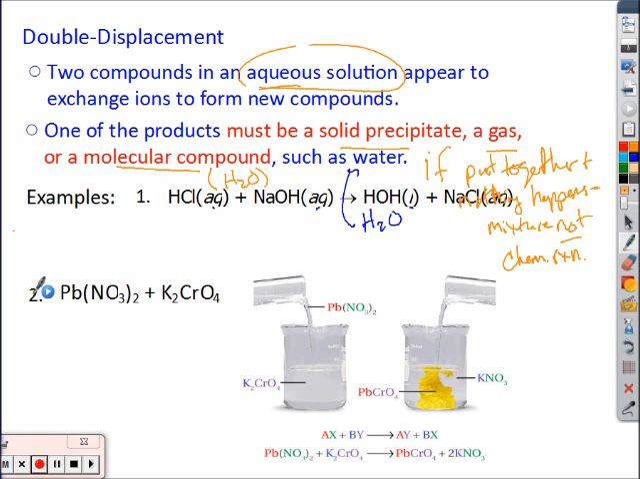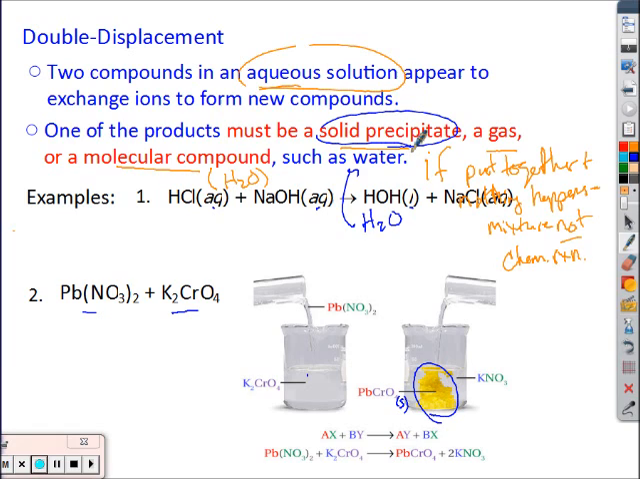Another example. When lead nitrate and potassium chromate are mixed, see I'm pouring them together, I will see this yellow precipitate forming. In that case, I have a solid forming. Okay, solid is your precipitate that forms. If a solid forms, a chemical change has taken place.